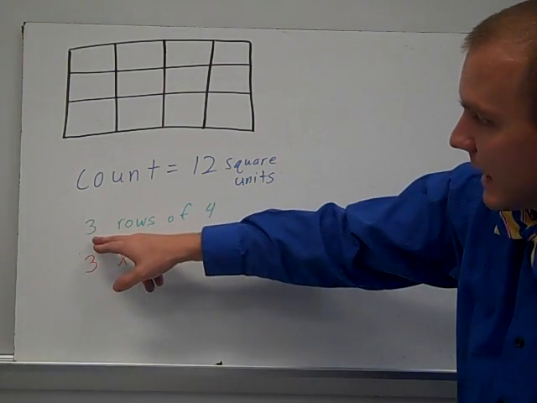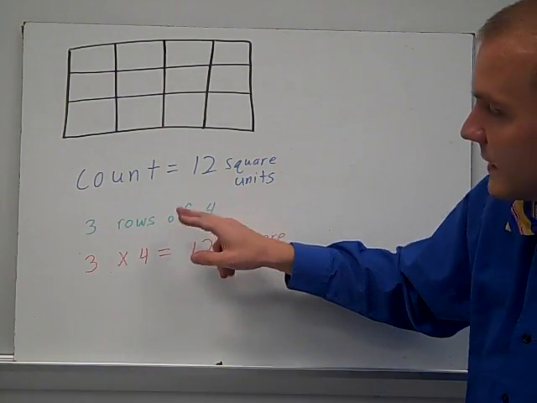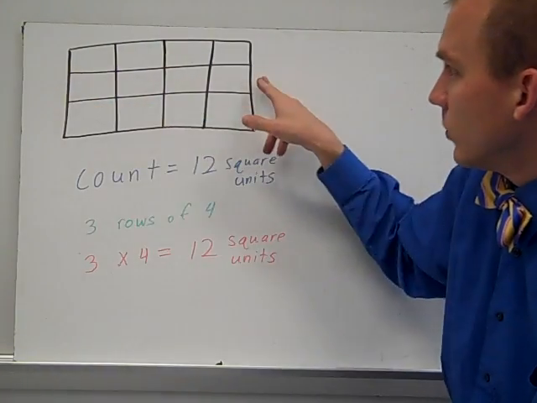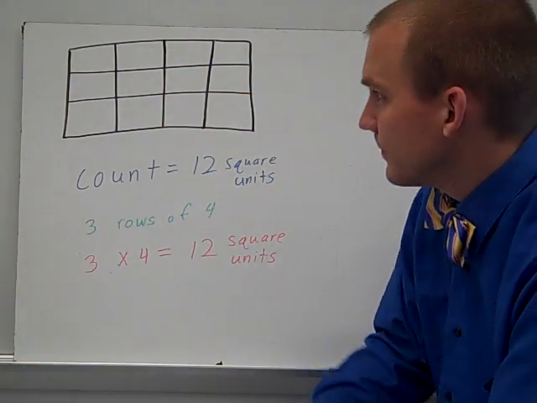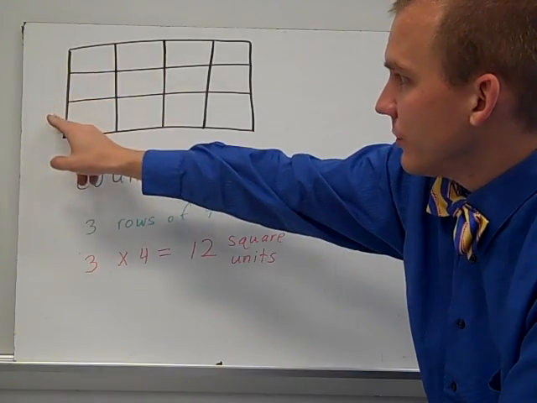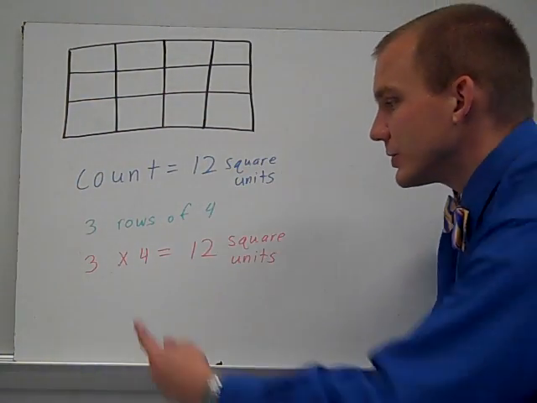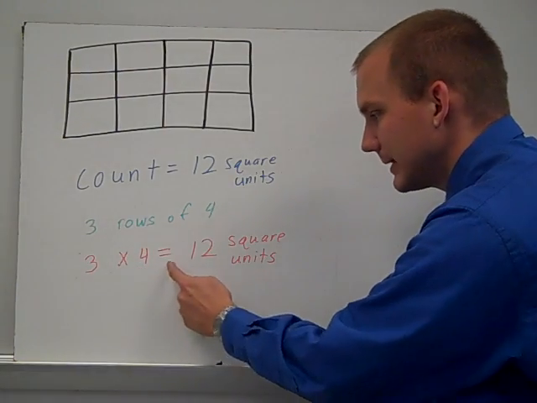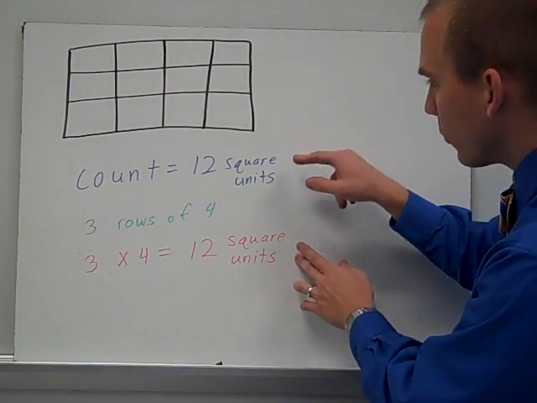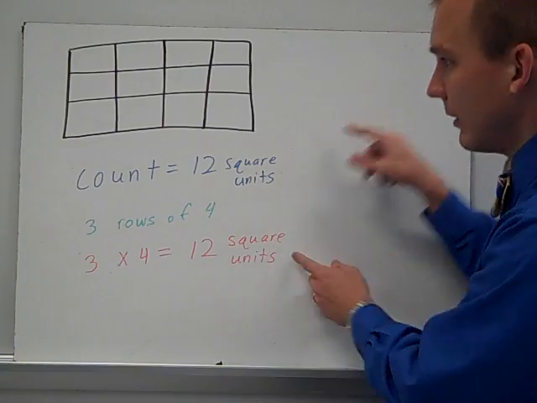But you also really have 3 rows of 4, and this is equal because it's a rectangle. You have these equal sides here. That's the key. 1, 2, 3 rows, and there's 1, 2, 3, 4 squares in each row, which is really 3 times 4. That equals 12 square units. Right back up to the same answer we got when we counted.